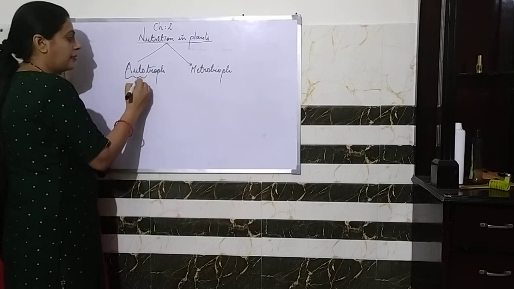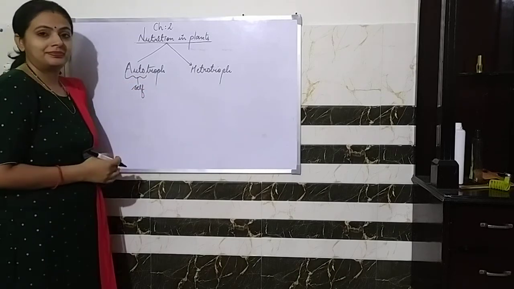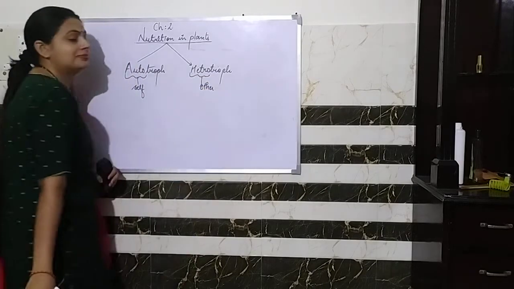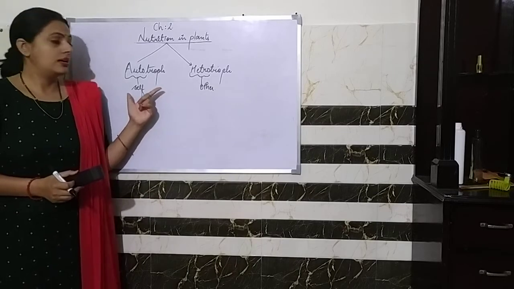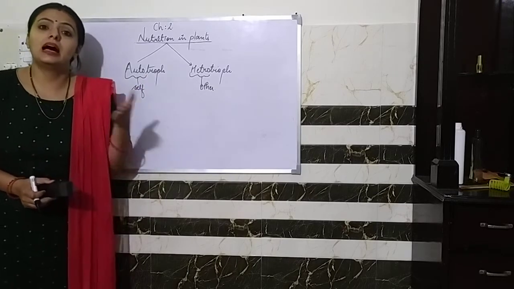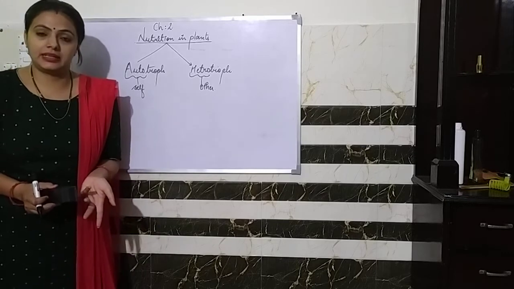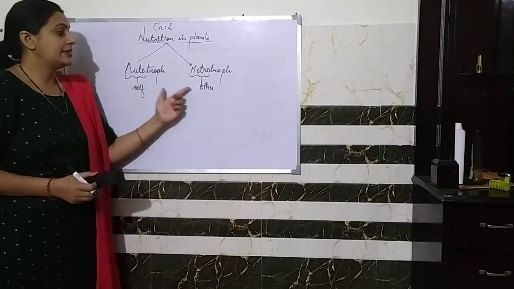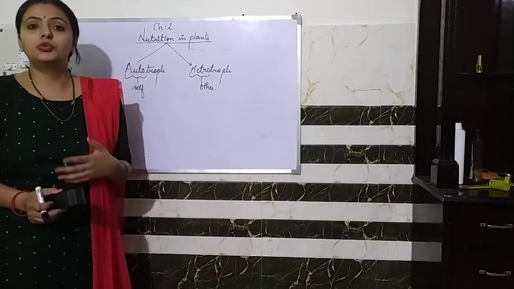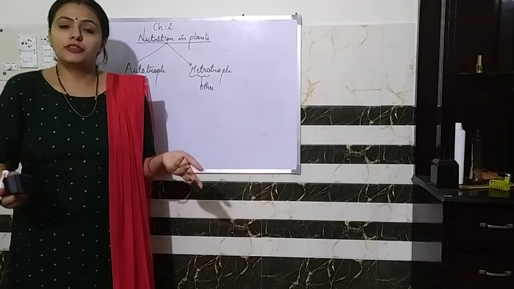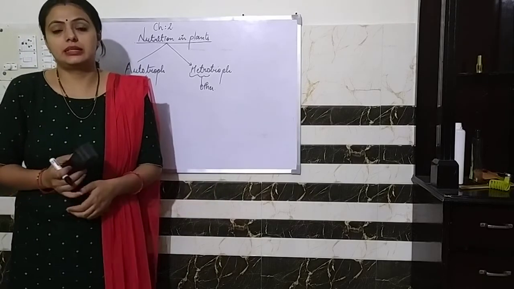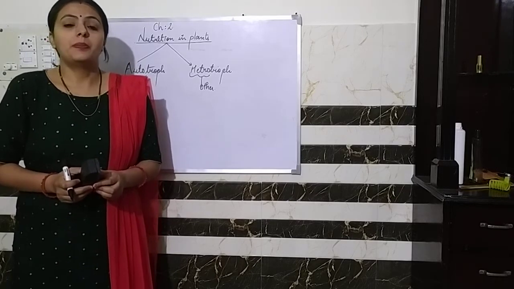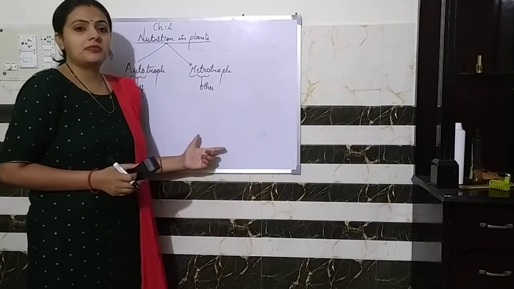Auto means self, अपने आप. Hetero means other. Auto means self. जब प्लांट अपने आप अपने न्यूट्रिएंट्स को गेन कर लेगा, खुद ही प्रिपेयर करेगा, राइट? खुद प्रिपेयर करेगा by the process of photosynthesis, right? Heterotroph means others, in which plants have to depend on other modes of nutrition for gaining the nutrients. For example, saprophytic nutrition is there, parasitic is there. We will study them one by one.